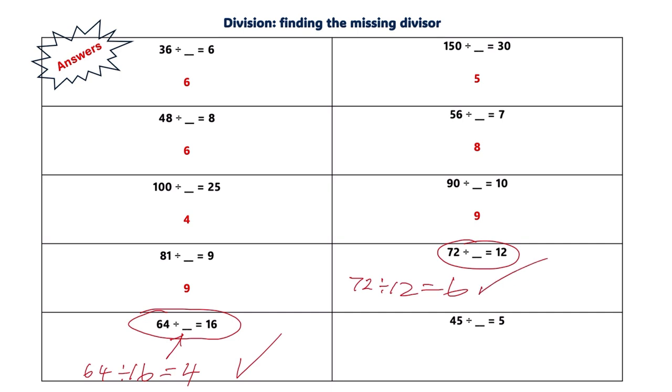And then on the bottom right-hand side, we have 45 divided by something is 5. Let's divide that by 5, and we get 9, and there we have our answer again. Division, finding the missing divisor. Those are the answers.